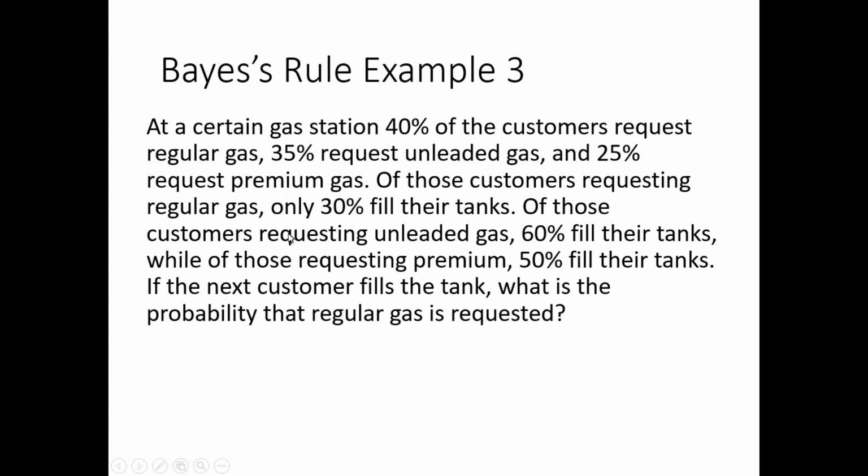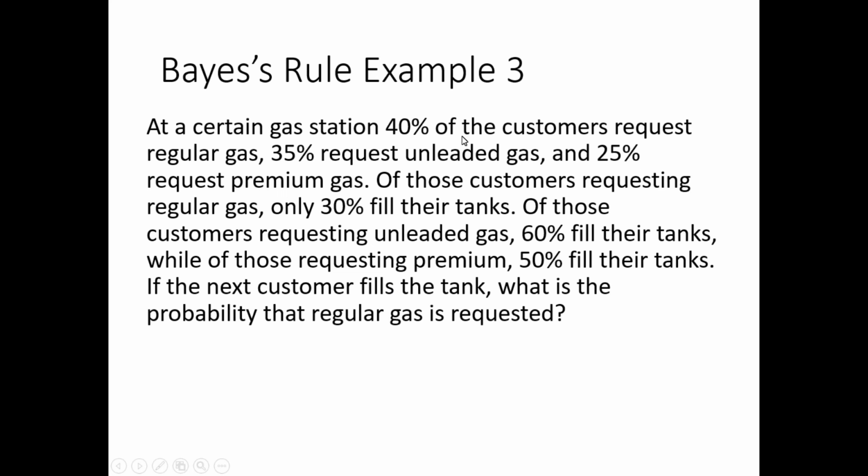Of those customers requesting regular, 30% fill their tanks. So given that they requested regular, the probability of filling is 30% or 0.30. Given that they requested unleaded, 0.6 they fill. Given that they requested premium, 0.5 they fill. But now we're not conditioning it on what they requested. We're trying to go the other way. We're conditioning it on we know the person fills their tank. What's the probability it was regular that they asked for?